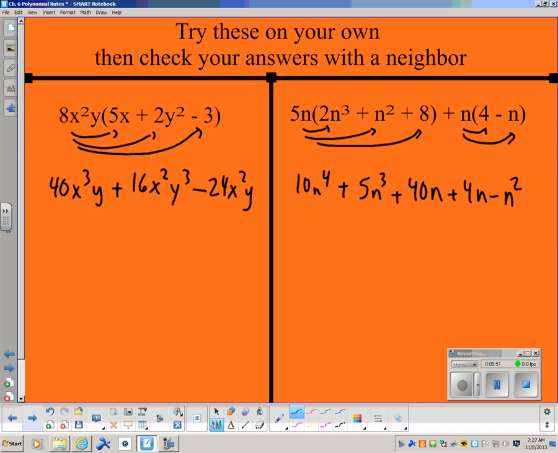So 10n to the fourth is the highest power of n there, and there isn't another term to combine with that. Then we got 5n to the third next. And then a minus n squared. And then I still have to combine those two like terms. 40n plus 4n there gives us 44n. So there we have it all combined.